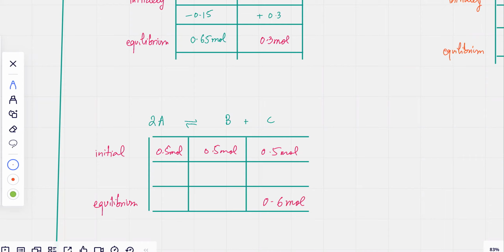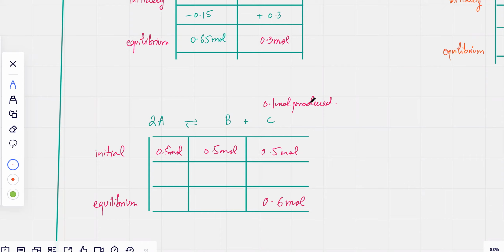So what information do I get from this? That initially there was 0.5 moles, and after several days there's 0.6 moles. So that means there's an extra 0.1 moles of C that's getting produced. Is this clear? Mariam, is this clear? Yes, sir.